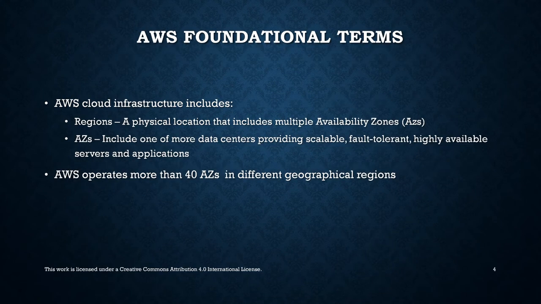The AWS cloud infrastructure is comprised of regions and availability zones, AZs. A region is a physical location in the world that includes multiple availability zones. Each availability zone consists of one or more data centers. Each data center provides redundant, scalable and highly available servers. AWS operates over 40 availability zones, operating in almost 20 geographical regions across the world. Availability zones are physically separated, ensuring, with proper design, data redundancy and fault tolerance.